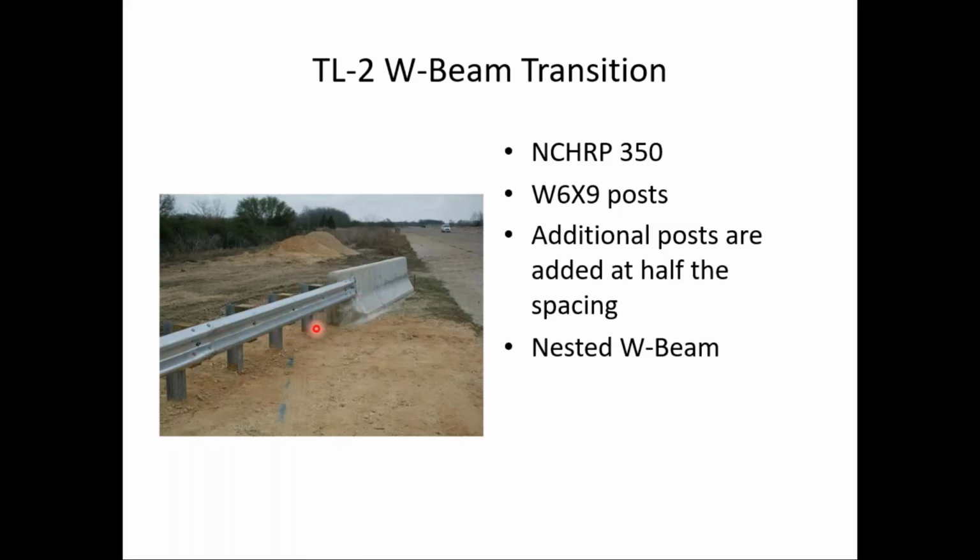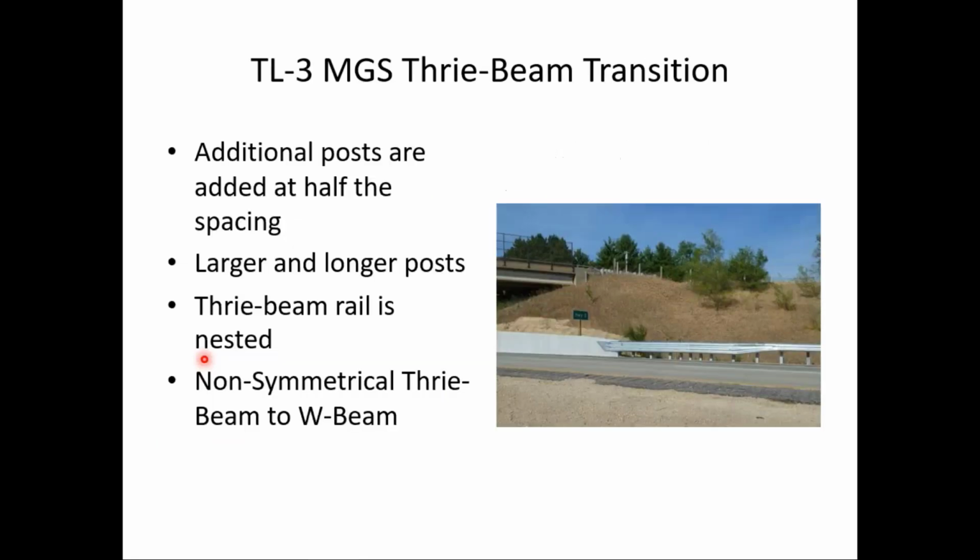Excuse me. And actually, this is nested W-beam. So it's actually, I guess, another 2 rails nested together to increase the stiffness. This is what they call TL-3, the tri-beam transition. Notice the closer post spacing as we get close to the concrete barrier.